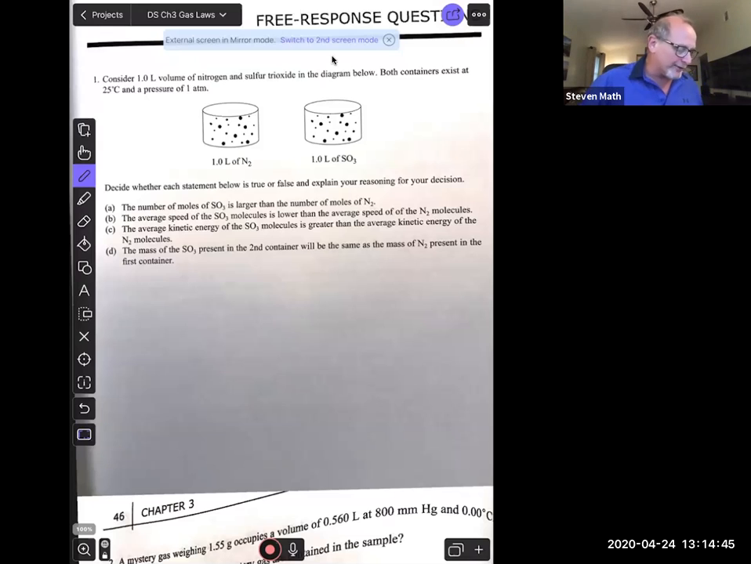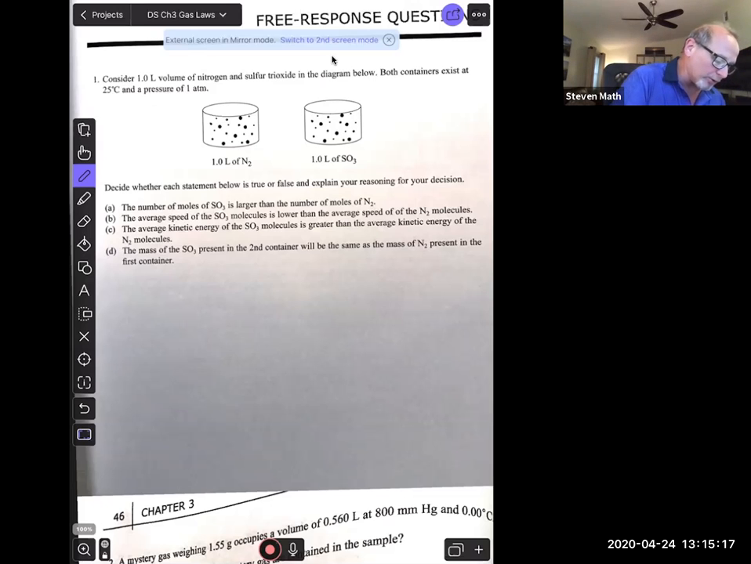First one is classic comparison. They're giving you two gases, equal volume, equal temperature, same pressure. Everything is very, very happy. They told us we have 1 liter containers at 25 degrees Celsius, 1 atmosphere of pressure. And these are going to be very factual type of questions, very explanatory type of questions. So the first one says, decide whether each statement is true or false and explain your reasoning.